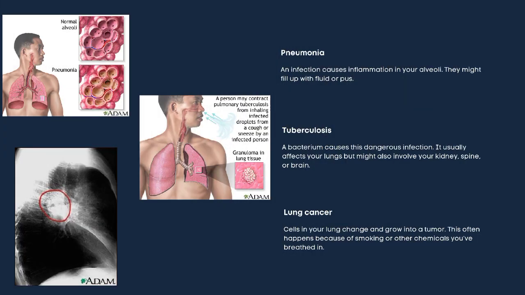The fourth one is pneumonia. An infection causes inflammation in your alveoli. They might fill up with fluid or pus. The fifth one is tuberculosis. A bacterium causes this dangerous infection. It usually affects your lungs but might also involve your kidney, spine, or brain. The last one is lung cancer. Cells in your lung change and grow into a tumor. This often happens because of smoking or other chemicals you breathe in.